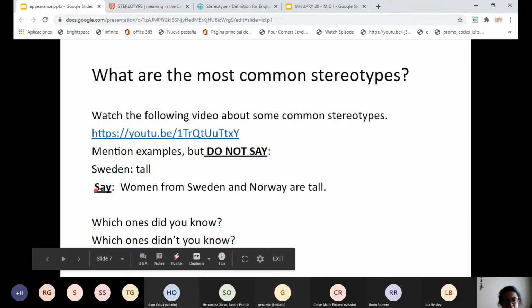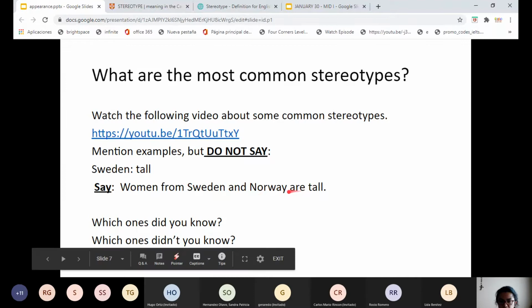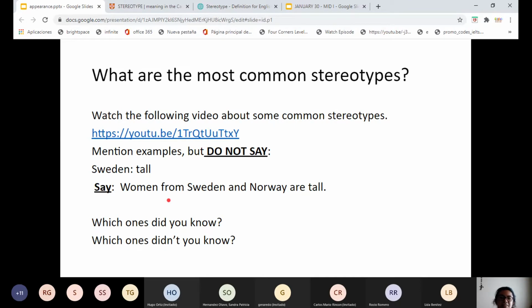There is an example. The first example you will see from this video is about Sweden and Norway, the countries in Europe. In Northern Europe, you have Sweden and Norway, and there is a stereotype that says that women from Sweden and Norway are tall, okay? That's a stereotype. So you will see a lot of them. Please take notes.